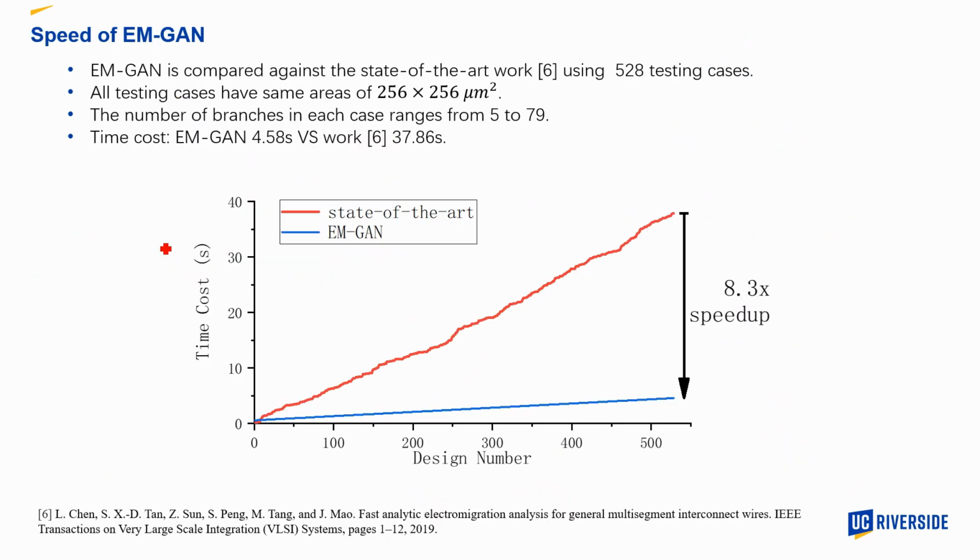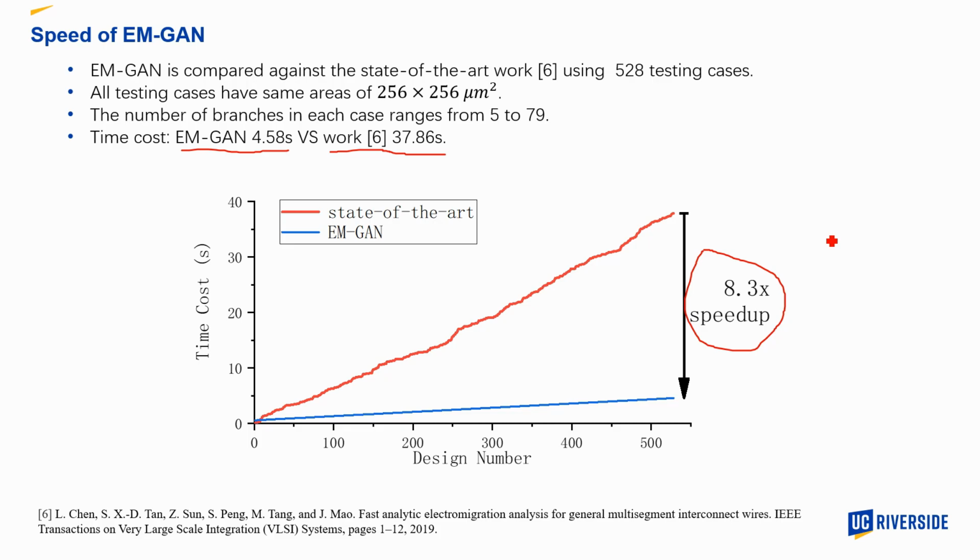Then we compared the inference speed of EM-GAN against the state-of-the-art work, which is an analytical method. We ran both methods on more than 500 testing cases, and the total time cost of EM-GAN is 4.58 seconds, and the state-of-the-art work costs 37 seconds. So EM-GAN achieves 8.3 times speed up. But we have to admit that the state-of-the-art work actually achieves better results accuracy.